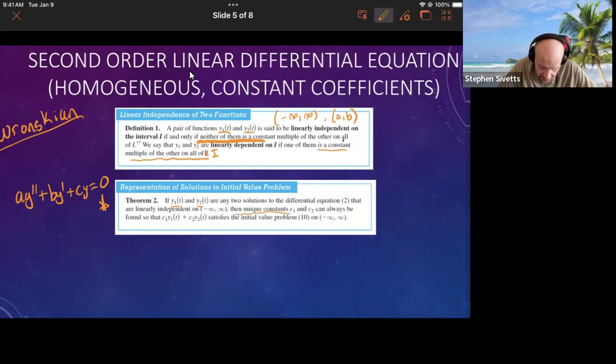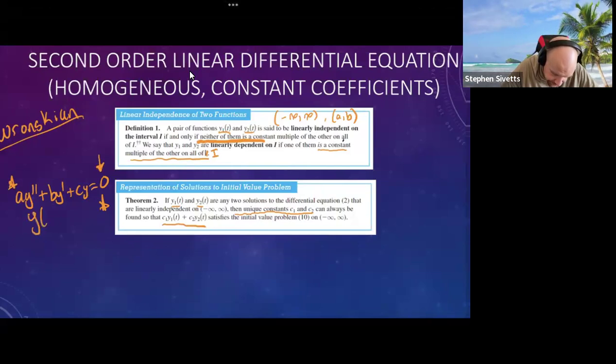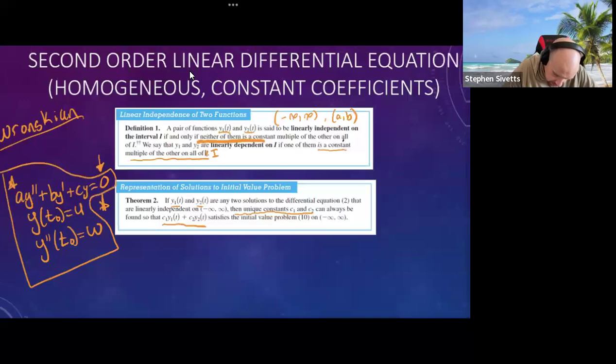Then there are unique constants C1 and C2 such that their sum satisfies the initial value problem. So the initial value problem that they are referring to is this differential equation with constant coefficients that is homogeneous in this case. And you'll have initial conditions, y prime of t0 is equal to w, let's say. So this right here is an example of an initial value problem if you're referring to second order differential equations.